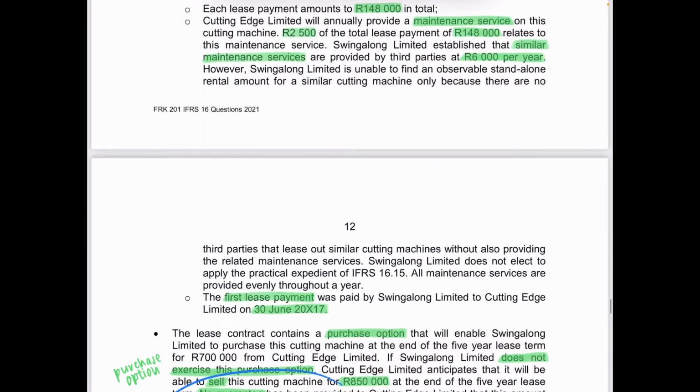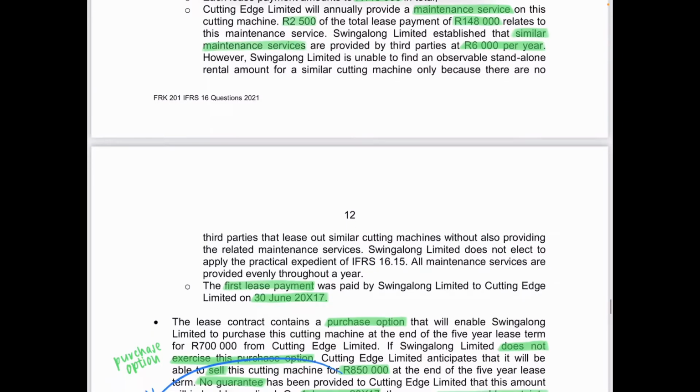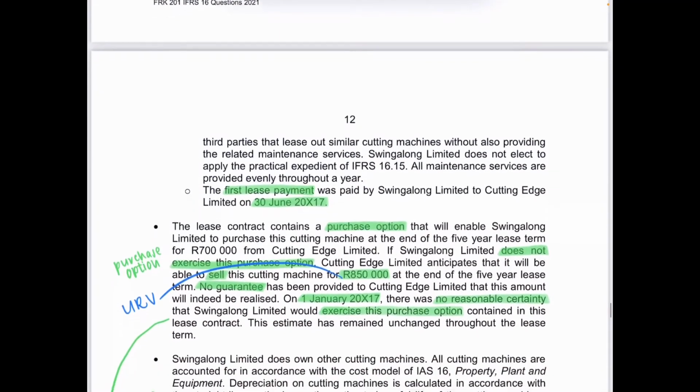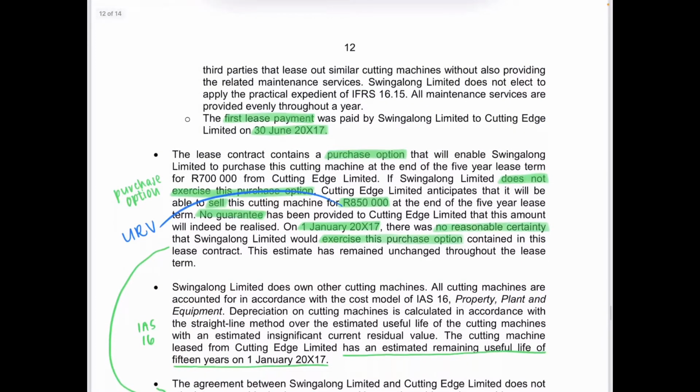They also tell you that the first lease payment was paid by Swingalong Limited to Cutting Edge on 30 June 2017. The lease also contains a purchase option that will enable Swingalong Limited to purchase the cutting machine at the end of the 5-year lease term for 700,000. If Swingalong Limited does not exercise this purchase option, Cutting Edge Limited anticipates that it will be able to sell this cutting machine for 850,000 at the end of the lease term.